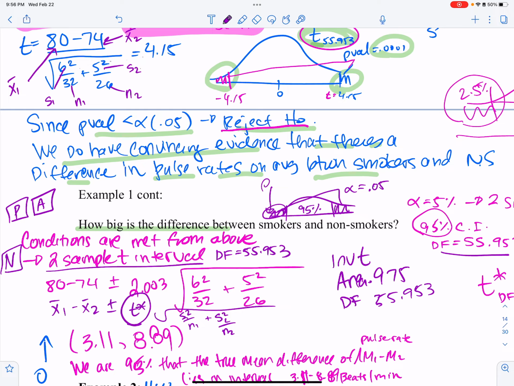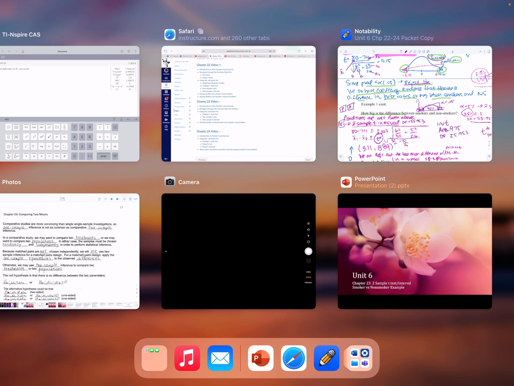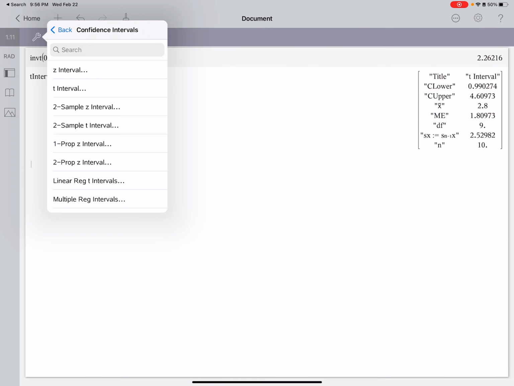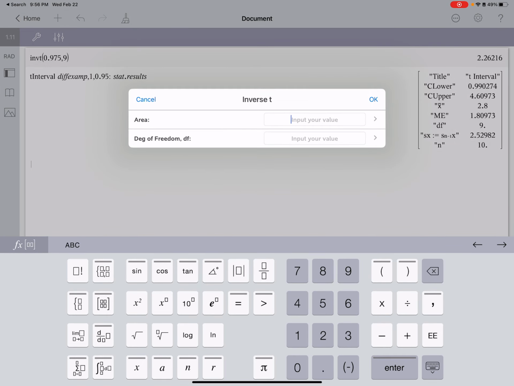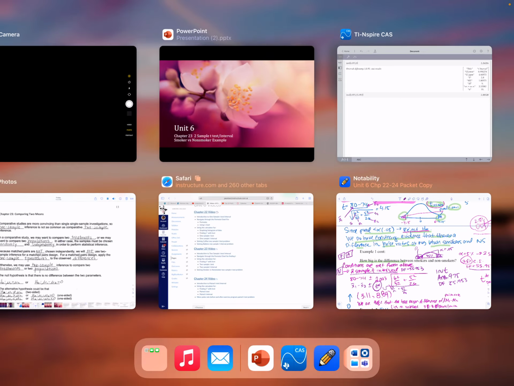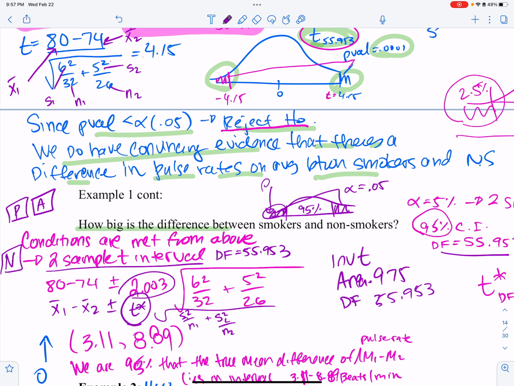55.953. So I'm going to go to my calculator and I'm going to go menu, distribution, inverse T, and I have 0.975 and degrees of freedom, I think it was 953. I'm not sure exactly, but around 2.003. And that's what we got here. So that's where this comes from. 80 minus 74 plus or minus 2.03, and then that's my standard deviation.